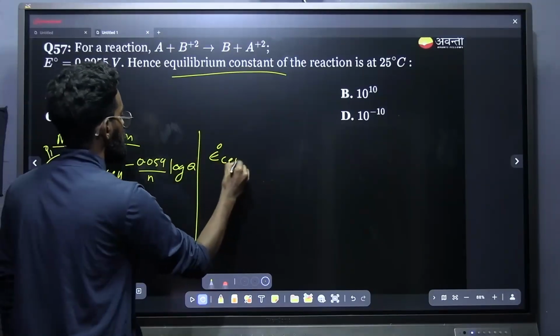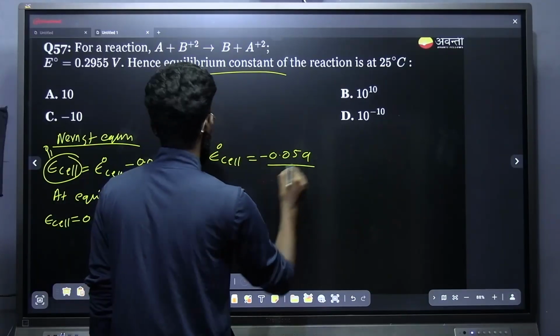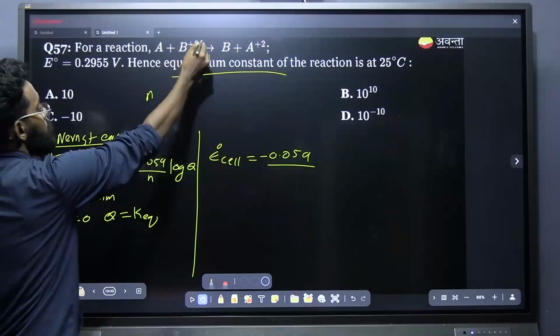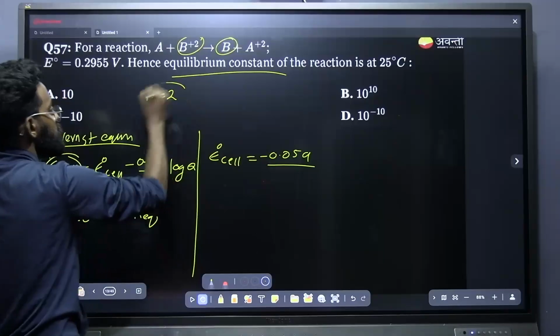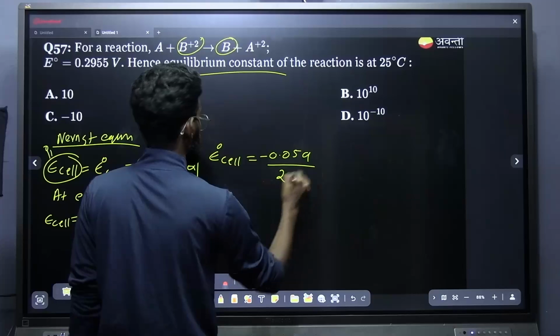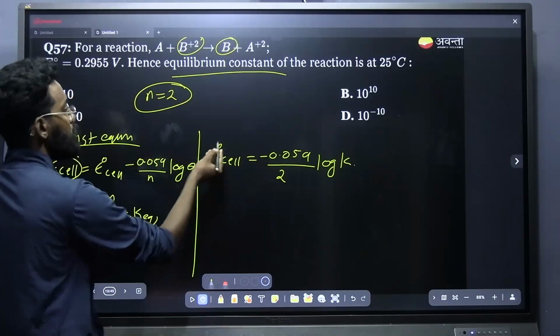E naught cell is equal to minus 0.059 divided by the value of n. What is the value of n here? Here A plus B2 plus, B2 plus is converting into B. So the number of electrons exchanged here is 2, into log K. And the E naught cell value is given.